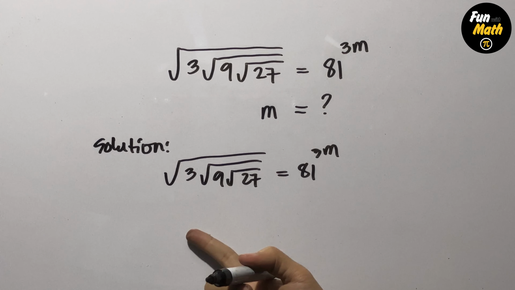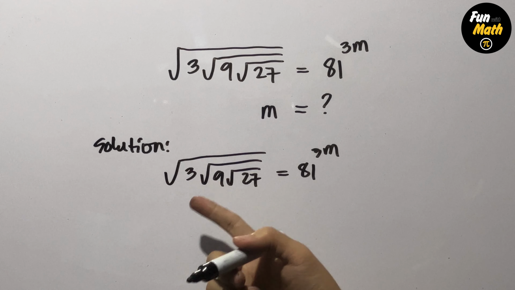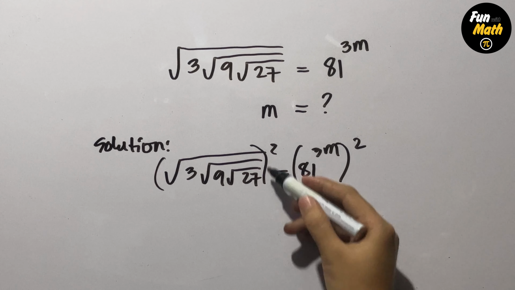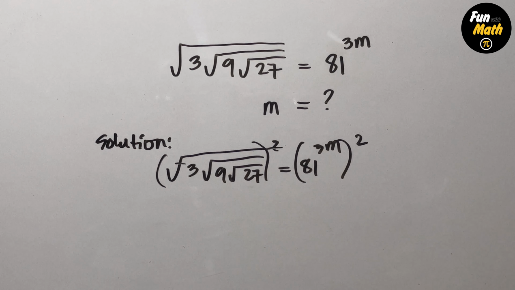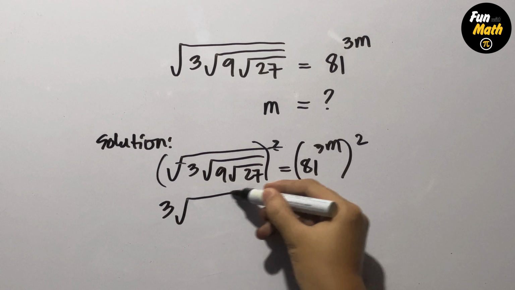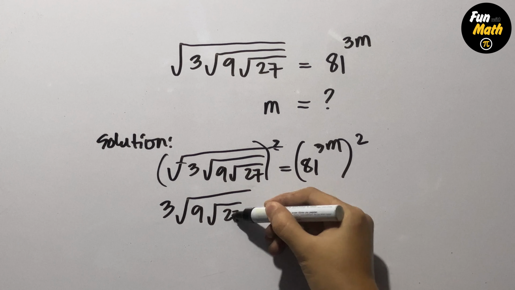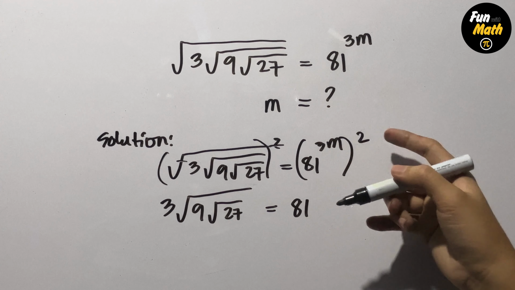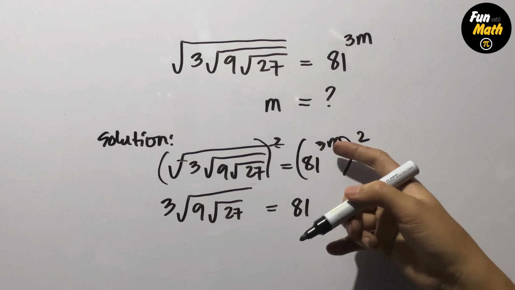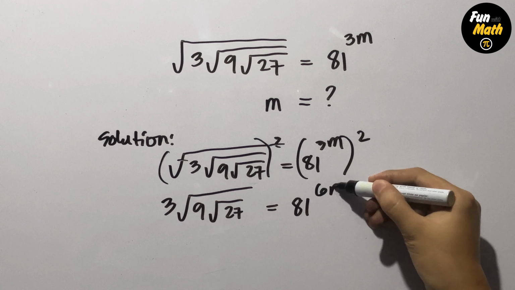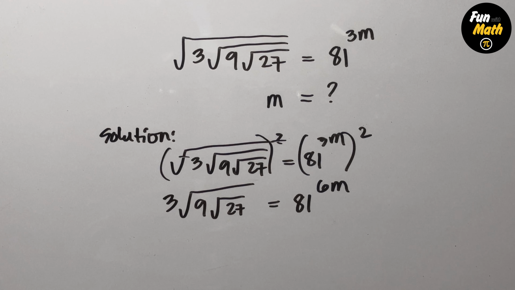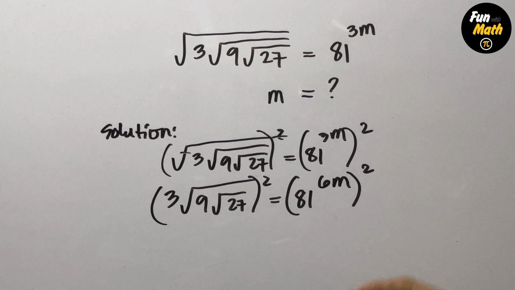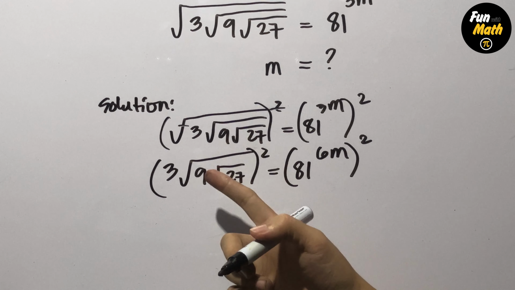For this, we are going to isolate the radical by squaring both sides. So this is cancelled, this is cancelled. So we're left with 3 square root of 9 under root of 27 equals 81 to the power of 3m times 2. We can multiply since this is a power to a power, and that is 6m. Next, we can square both sides. Square and then square. Now we can separate the base and the power.